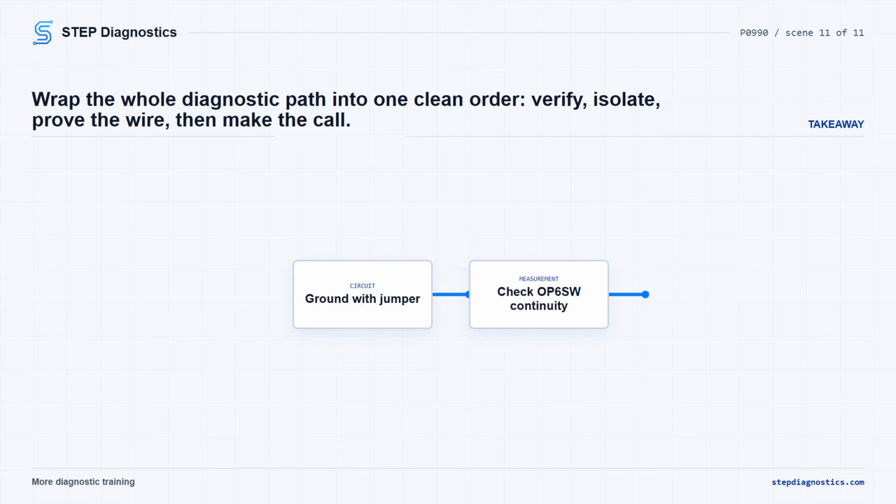First confirm whether the fault is present in 6th gear, then use the jumper check to separate a switch problem from the rest of the circuit, and finally prove the OP6SW wire before making the PCM call. After the correction, verify the repair by returning to the same operating check and confirming the code stays gone.